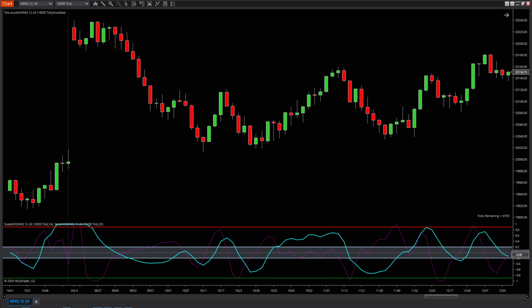As always, these are just base examples. Every trader's different, so I encourage you to tweak these settings and make them your own based on your trading style and risk management. And that's it. ScalpMO on the 10,000 tick chart. Hope this helps you dial in your setups and entries.